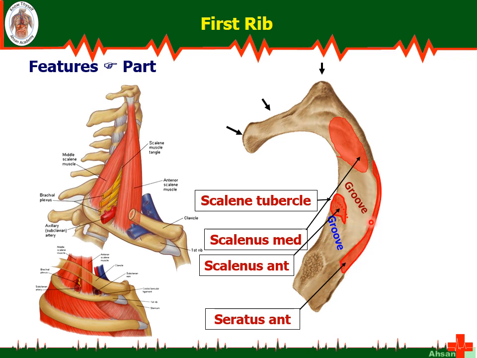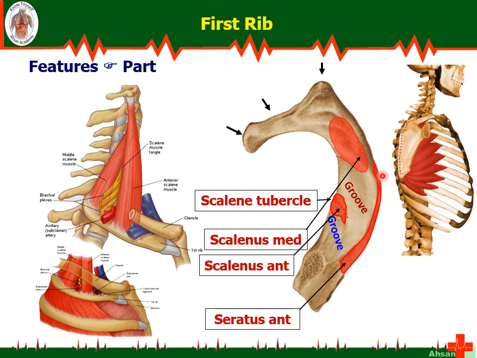This outer part gives attachment to the serratus muscle. This is the serratus anterior muscle. There are some digitations, and these start from the first rib. So serratus anterior remains attached to the outer part. The outer margin also provides this attachment.